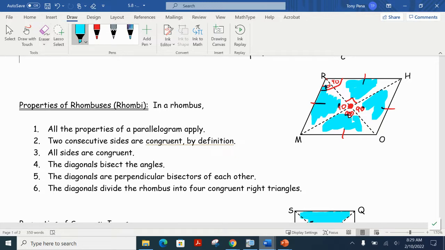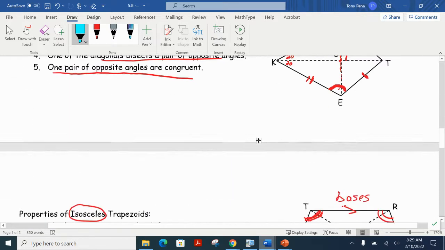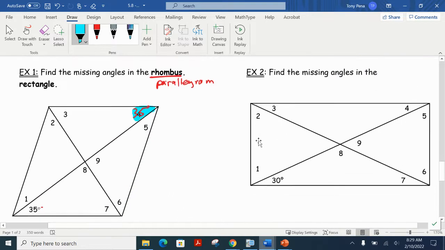Pens are not wanting to cooperate today. All right, so as we kind of look through these, all the properties of parallelogram apply. And then it says two consecutive sides are congruent. That's a side, doesn't do us any good with angles. Same here, all the sides are congruent. This one is nice. The diagonals bisect your angles within the rhombus. So think about what that means. If the diagonals are bisecting the angles of that rhombus, go back and fill in what that now allows us to write down.